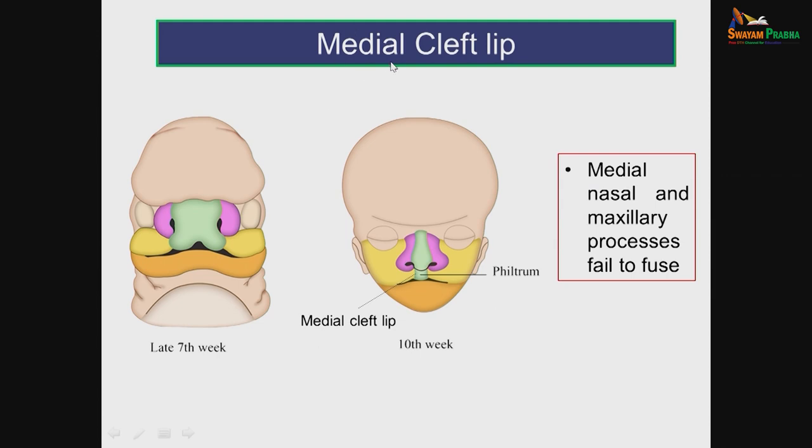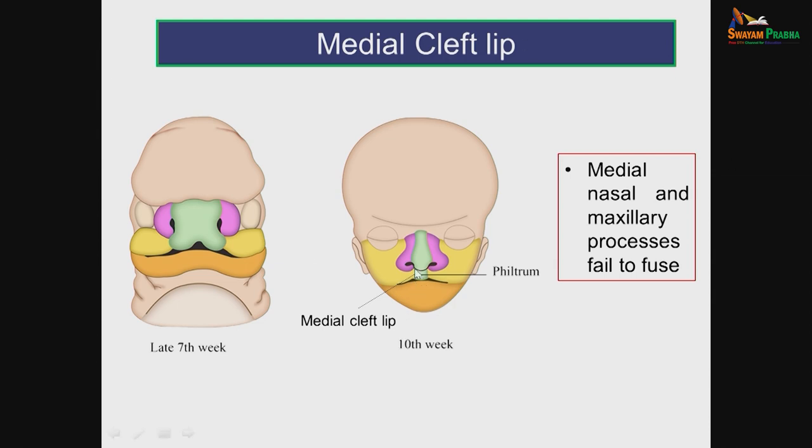Next is medial. Please note this. This is medial cleft lip. You can see in this picture, this is the region where you get the medial cleft lip. This is because of the failure of fusion of the medial nasal process with the maxillary process. I have already told you that maxillary process fuses with the medial nasal process, and this maxillary process contributes to the lateral portion of the upper lip, and the fused medial nasal process contributes to the philtrum of the upper lip.